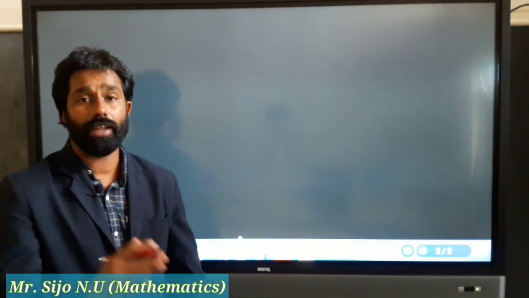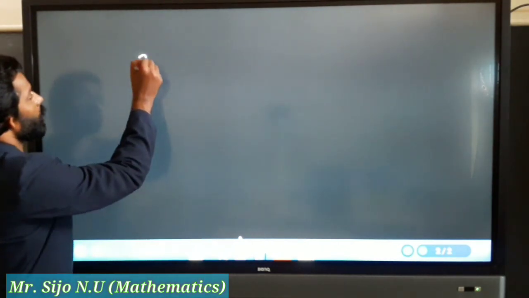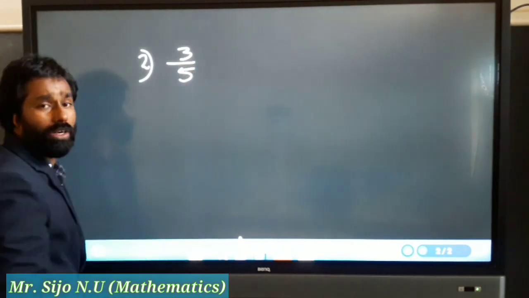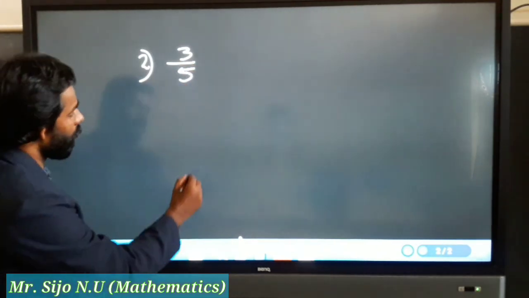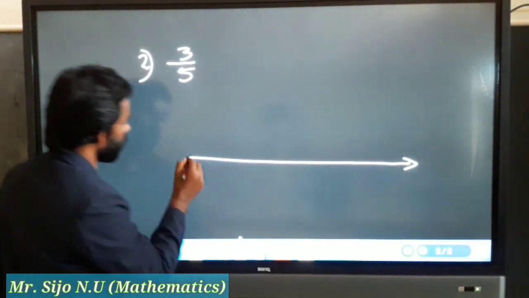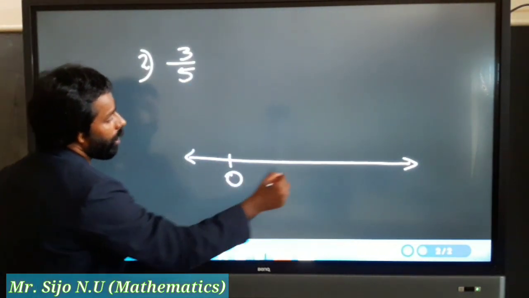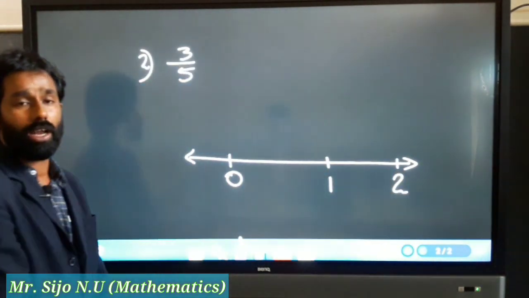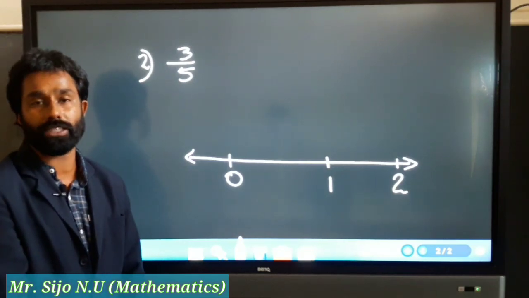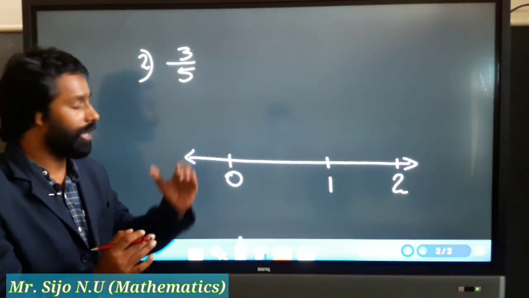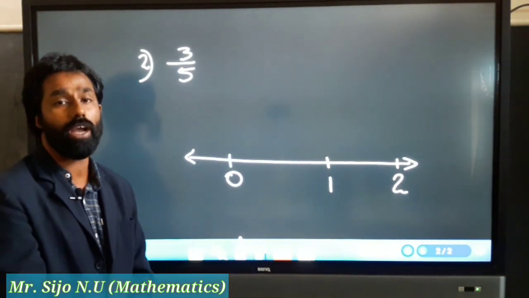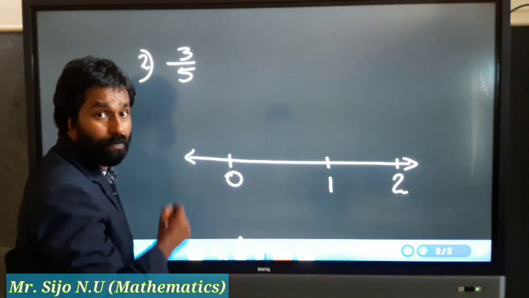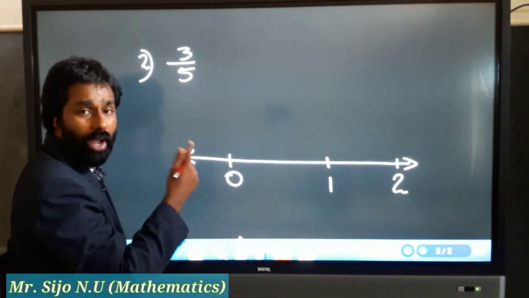Now let us consider another example. See here the second question: represent 3/5 on the number line. So first we can draw a number line. Now here it's 0, 1, 2, etc. Now see here again, it is a proper fraction. Its value is definitely in between 0 and 1. So what do we have to do next? We have to divide this unit place into 5 equal parts.